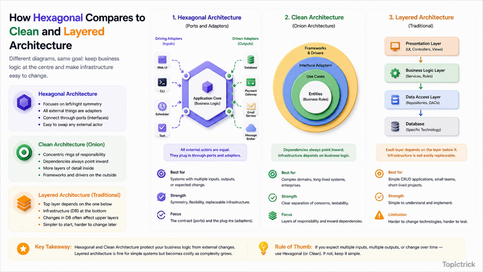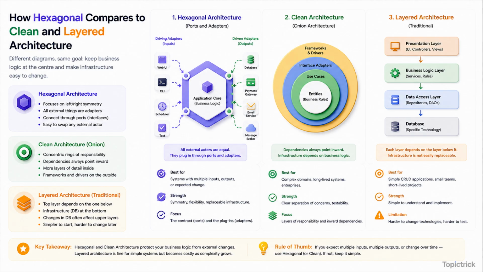You may have heard of clean architecture, proposed by Robert C. Martin in 2012. Clean architecture combines the ideas of hexagonal architecture and the onion architecture into a diagram of concentric rings. The innermost ring is entities, then use cases, then interface adapters, then frameworks and drivers on the outside. The principle is the same: dependencies always point inward. Business logic at the center depends on nothing. Infrastructure at the outside depends on the business logic, not the other way around. Hexagonal architecture and clean architecture are not competitors. They are cousins. If you understand one, you understand most of the other.